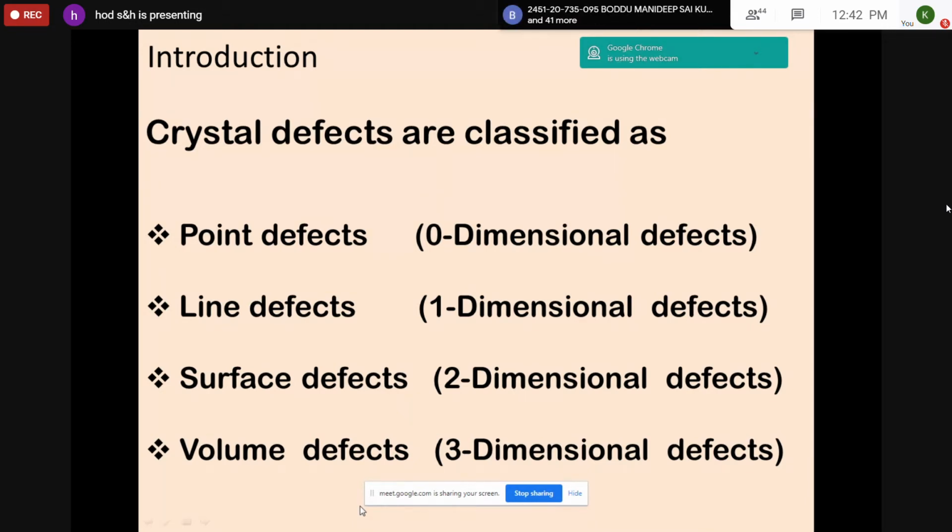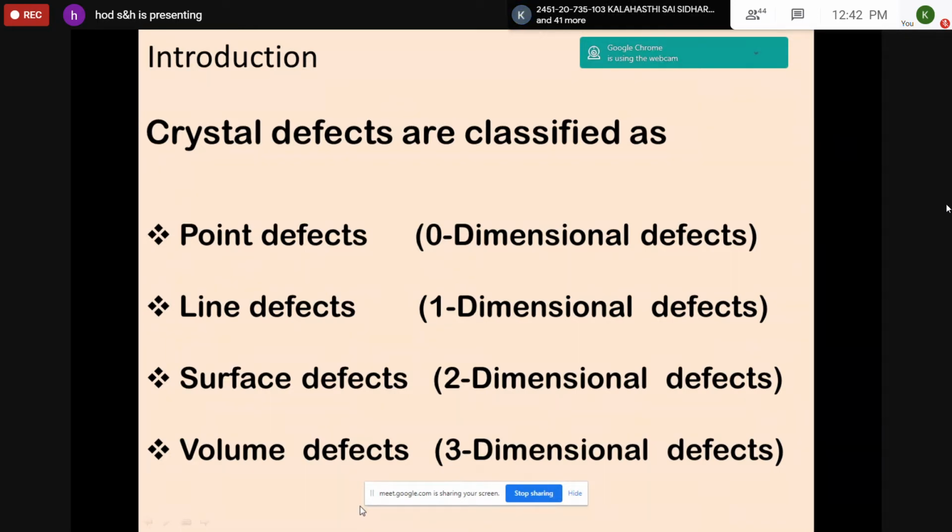We will discuss thoroughly all these point defects, line defects in general. Only surface defects and volume defects are not in the syllabus. So we will confine ourselves to point defects and different categories of point defects and a little bit of line defects. We are going to study this in this chapter, but you should understand this.